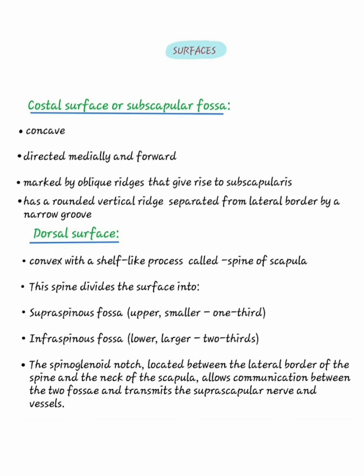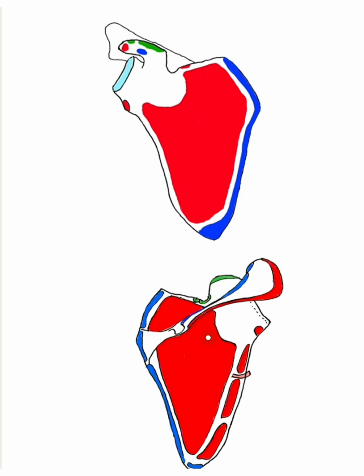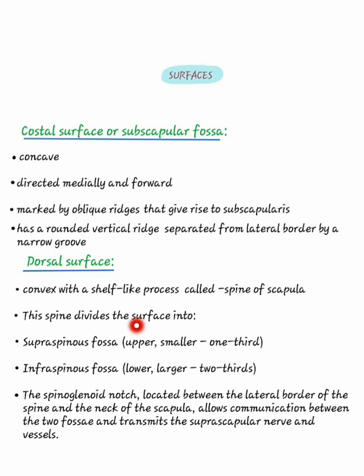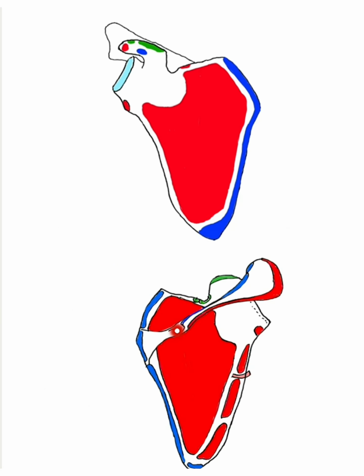Dorsal surface, it is convex. The dorsal surface is convex with a shelf-like process called spine. This spinous process divides the dorsal surface into an upper smaller one-third, the supraspinous fossa, and a lower larger two-third, the infraspinous fossa.